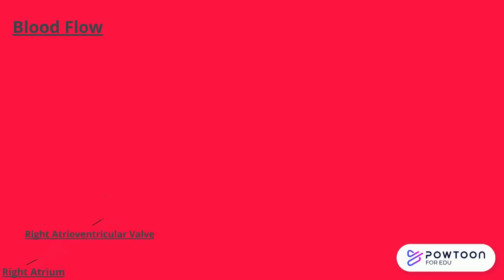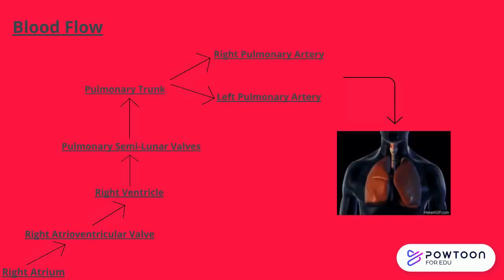As the blood flows from the rest of the body to the right atrium, it will then flow from the right atrium to the right atrioventricular valve, which then will flow to the right ventricle, and from the right ventricle to the pulmonary semilunar valve, and then into the pulmonary trunk, which divides into the right pulmonary artery and the left pulmonary artery, and then the blood will flow to the lungs.